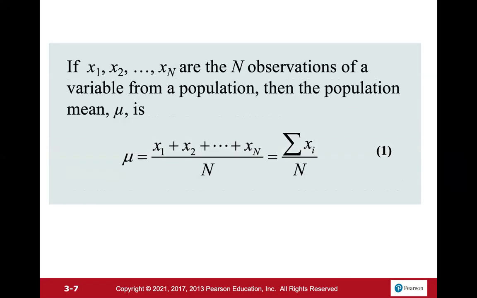All right, so now looking at this here, we have mu. If x1, x2, all the way up to x sub capital N are the N observations of a variable from a population, then the population mean mu is going to be the sum of all of these values divided by the size of the population. This here is a little bit of new notation. This is called summation. When we see this, it means that we're going to add everything together.